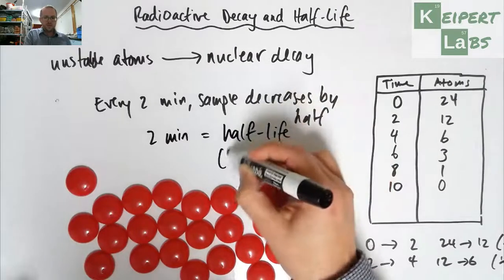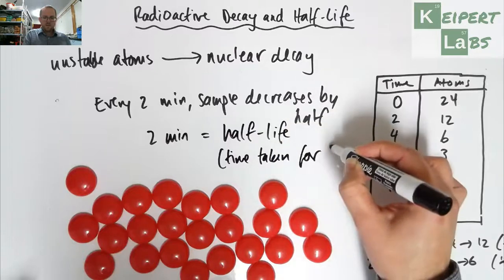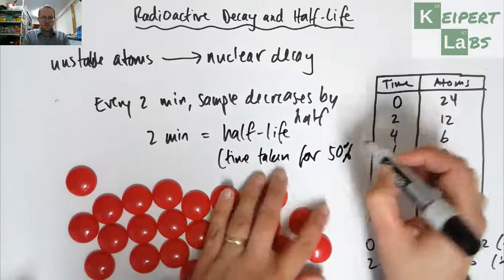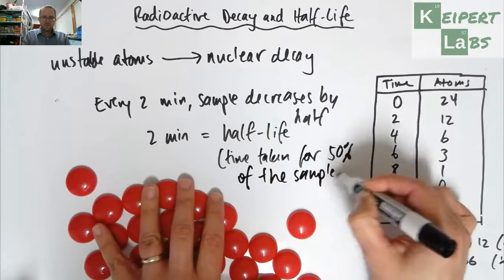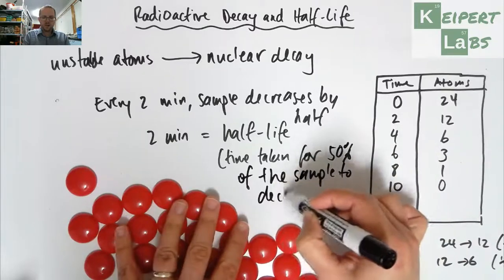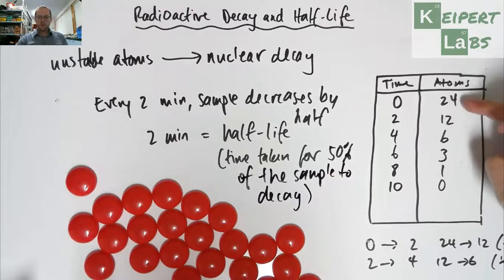The half-life is the time taken for 50% of the sample to decay. If we started with 24, we looked at the time it took to get down to 12, then the time it took to get down to 6, and then 3. No matter which time period we look at, in this case we have a half-life of 2 minutes.